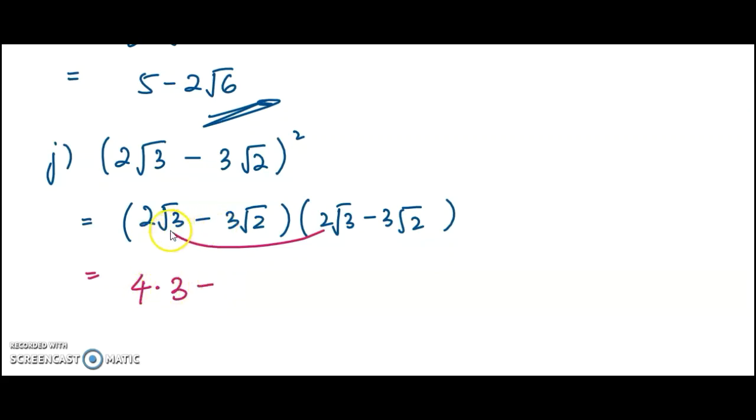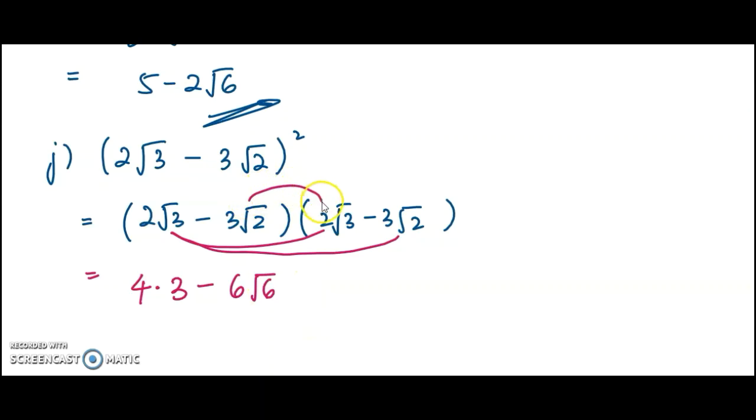Second term, I'm going to take the 2 surd 3 multiplied by negative 3 surd 2. So positive multiplied by negative, I got my negative. And 2 multiplied by 3, I got 6. Surd number multiplied by surd number, that would be surd 3 multiplied by surd 2. I can write it as the surd of 6.